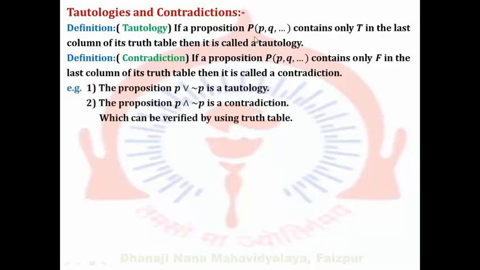For example, the proposition P or negation P is a tautology, and the proposition P and negation P is a contradiction, which can be verified by using a truth table.